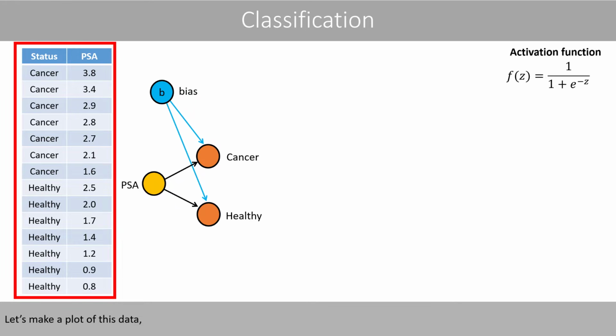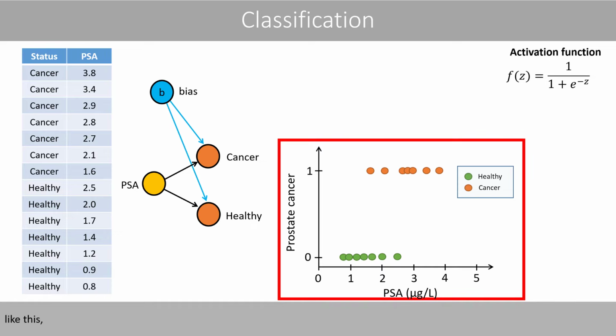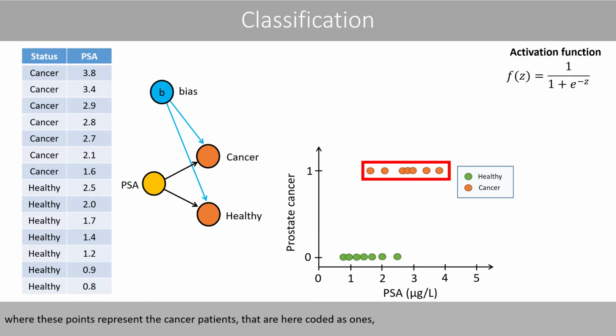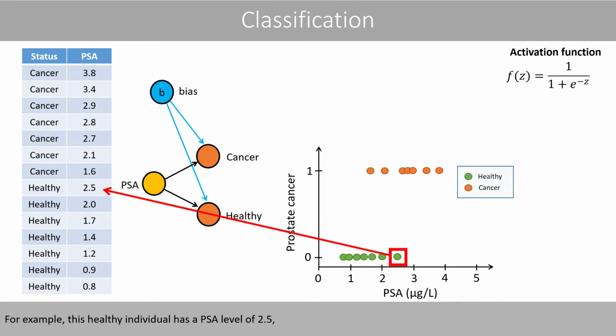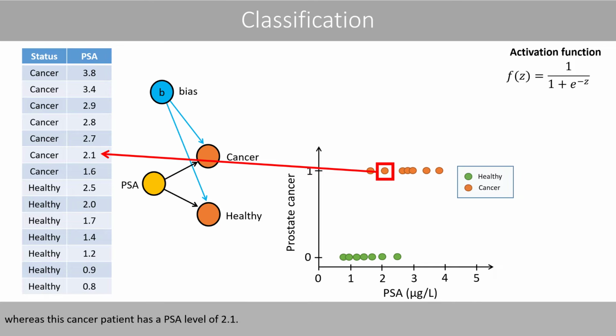Let's make a plot of this data, like this, where these points represent the cancer patients that are here coded as 1s, whereas these points represent the healthy individuals that are coded as 0s. For example, this healthy individual has a PSA level of 2.5, whereas this cancer patient has a PSA level of 2.1.